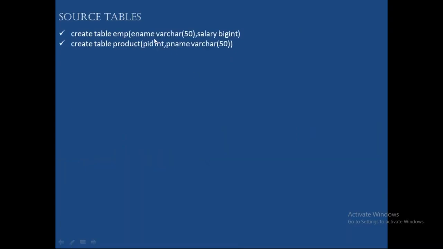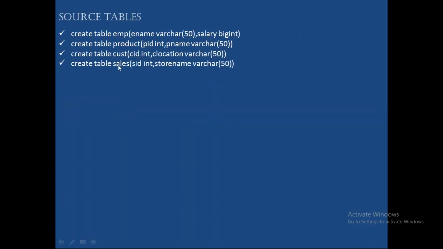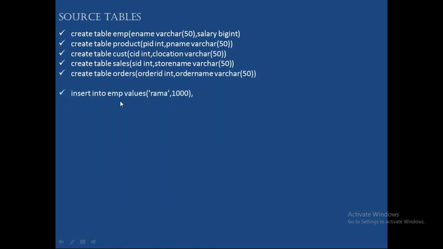Okay. Source tables. How to create the source tables? EMP will have employee name and salary. Product will have product ID and product name. Next, customer ID and customer location for the customer table. The sales table will have sales ID and store name. Next, the orders table will have order ID and order. Next, I will insert some records. How to insert? Insert into EMP values Rama 1000, Krishna 2000. These two records I will insert into the EMP table.